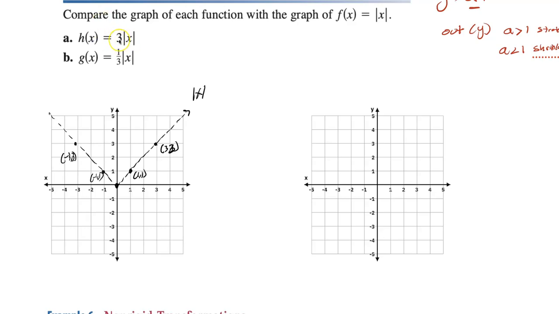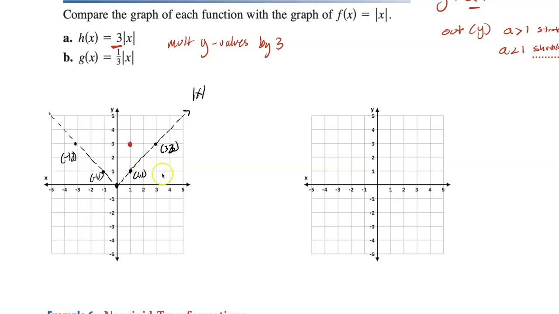What does this guy do? Well, that 3 is on the outside, so it's going to multiply our y values by 3. Again, why the y values? Because it's on the outside. Outside affects the y values. So we're going to get all the y values here and multiply by 3. So 1 times 3 is 3, so it becomes that guy.